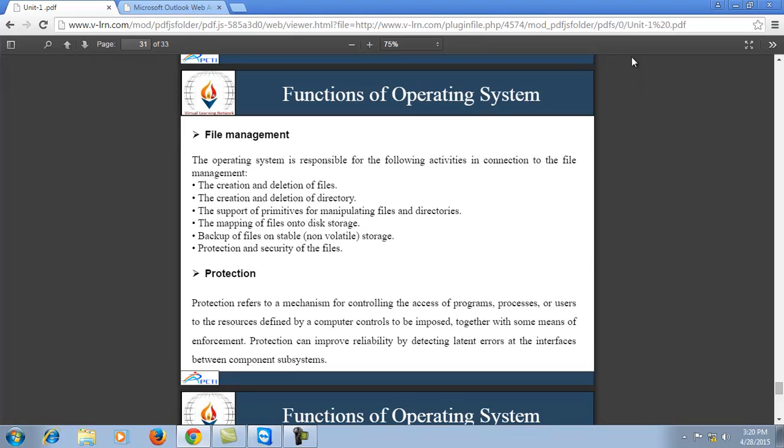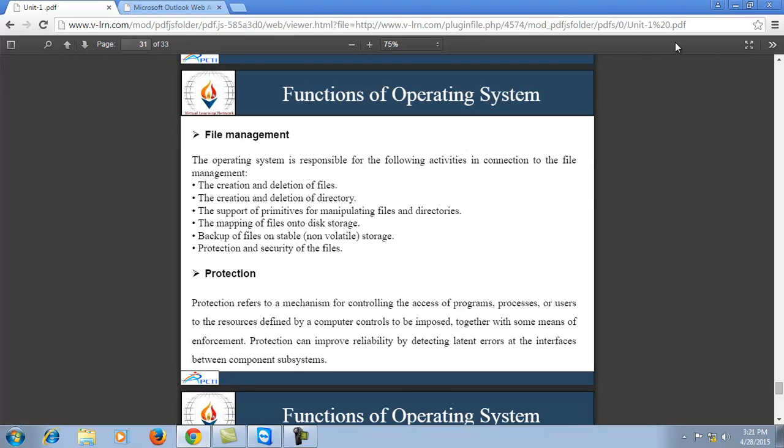Now, next one is protection. Protection refers to a mechanism for controlling the access of programs, processes, and users to the resources defined by a computer, with controls to be imposed together with some means of enforcement. It is also concerned with providing security against unauthorized access to rights, files or content, etc. Protection can improve reliability by detecting latent errors at the interfaces between components and subsystems.